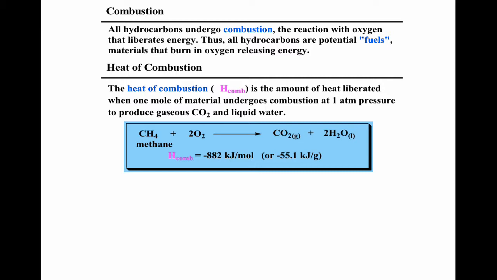It gets converted quite easily. So if we take methane, 2 moles of oxygen, we're going to get a mole of carbon dioxide and 2 moles of liquid water, okay? It has a heat of combustion of 882 kilojoules per mole. But if we convert that into grams, it gives us 55.1 kilojoules per gram of energy.